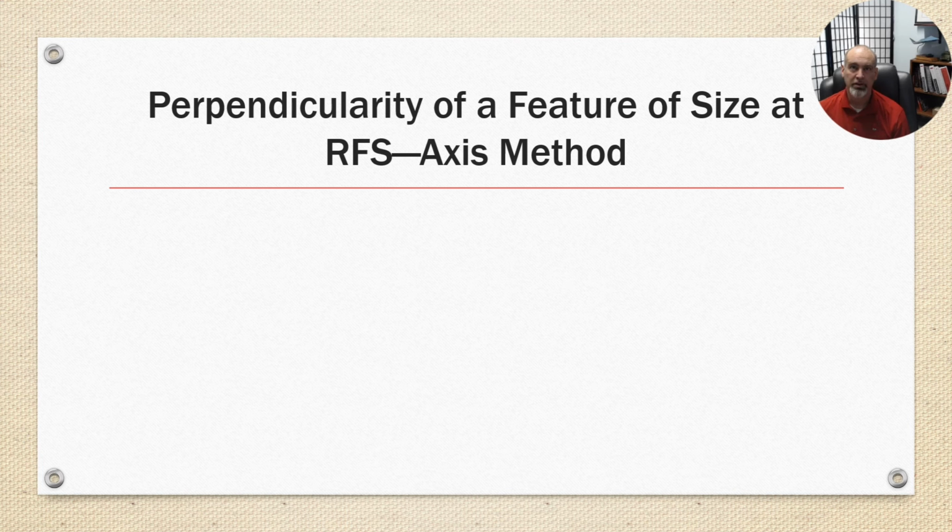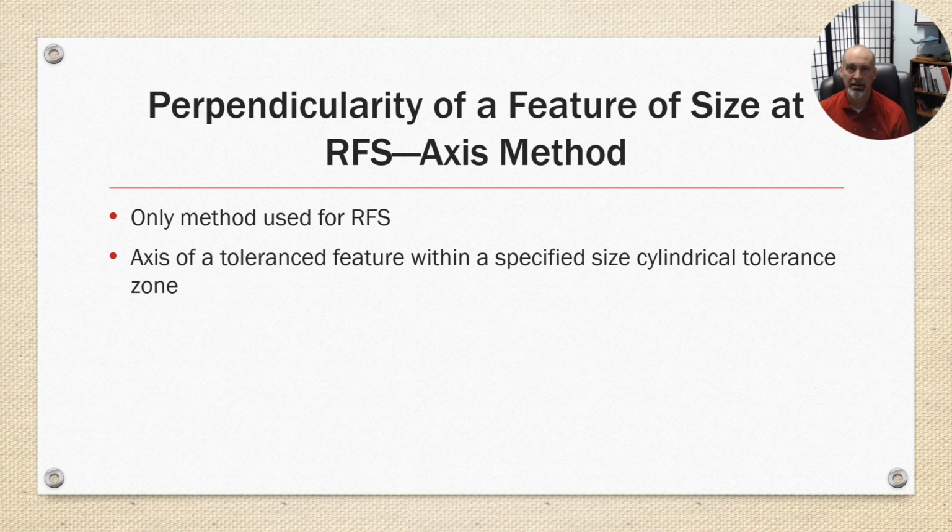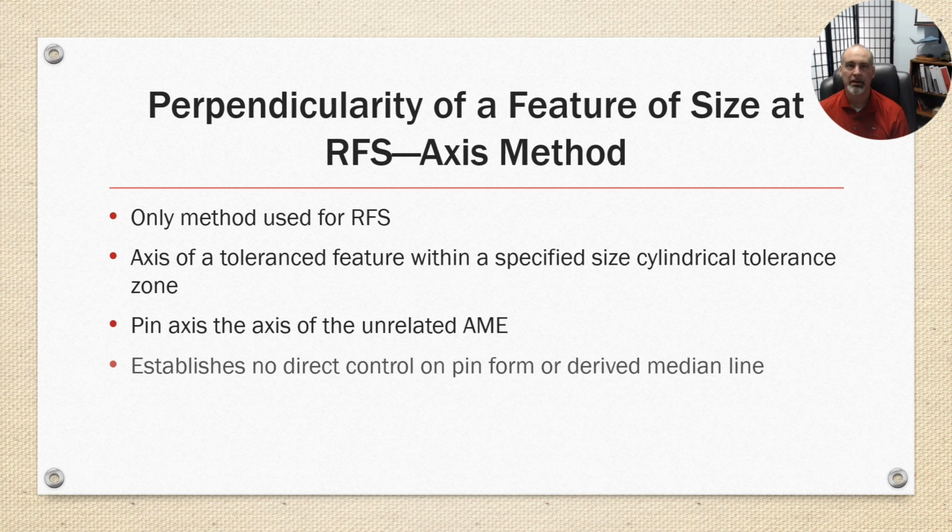Perpendicularity of a feature of size at regardless of feature size, axis method. Only method used with RFS, and the axis of the tolerance feature is within a specified size cylindrical tolerance zone. Pin axis, the axis of the unrelated AME, and establishes no direct control on the pin form or derived median line.